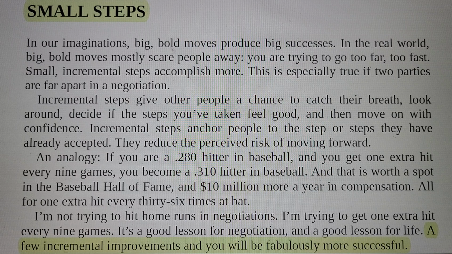Incremental steps give other people a chance to catch their breath, look around, decide if the steps, if taken, feel good, and then move on with confidence. Incremental steps anchor people to the steps they have already accepted. They reduce the perceived risk of moving forward.